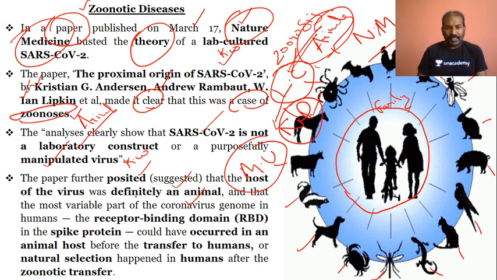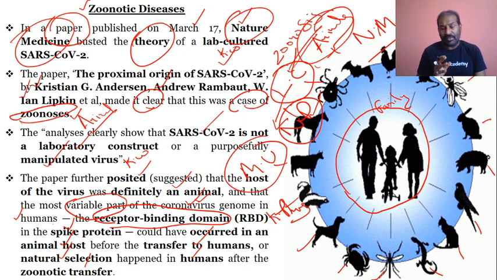The paper has suggested that it is from animals, so it is definitely a variable part: the most variable part of the coronavirus genome in humans. So in the SARS-CoV-2 genome now in humans, that is the receptor binding domain. Please understand this key phrase also: the receptor binding domain in the spike protein could have arisen in an animal host and then been transferred to humans, or natural selection happened in humans, that is zoonotic. So they are trying to explain that it is not a lab culture and not a manipulated virus, but a case of zoonosis. When they looked into the variable part of the genome of SARS-CoV-2 in humans, it is because of the receptor binding domain.